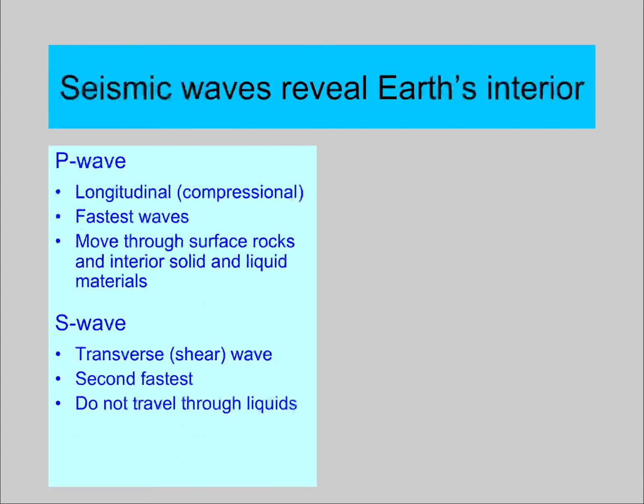Now, the seismic waves are going to help us to understand Earth's interior. We're going to talk about two different types of waves, the P waves and the S waves. P waves are longitudinal, compressional. Think about the waves we talked about with the slinky before. They travel the fastest and they can move through surface rocks and interior that are solid and liquid, so that's important. The S wave is a shear wave or transverse, second fastest wave, and they do not travel through liquids, they only travel through solid materials.